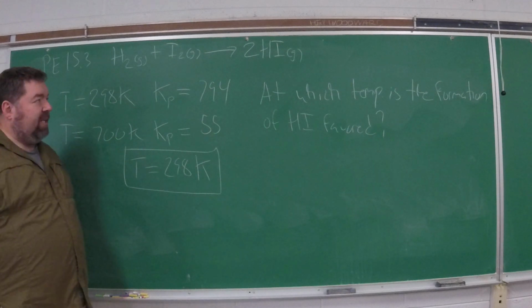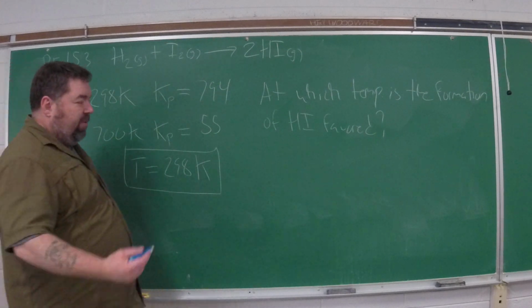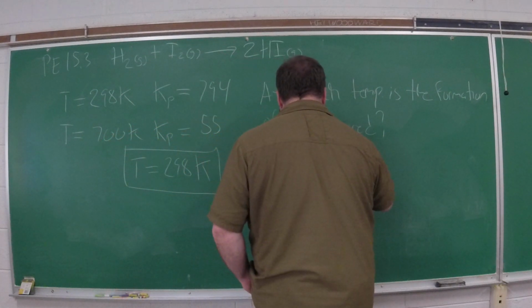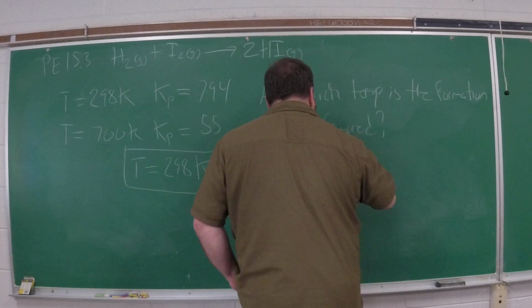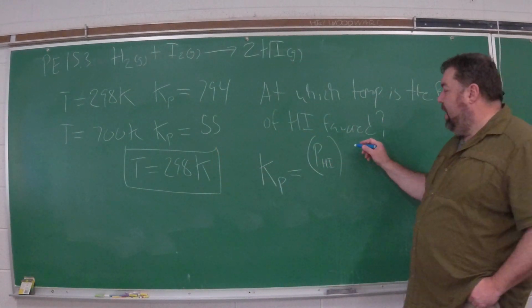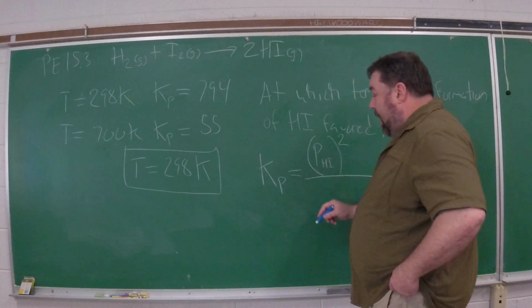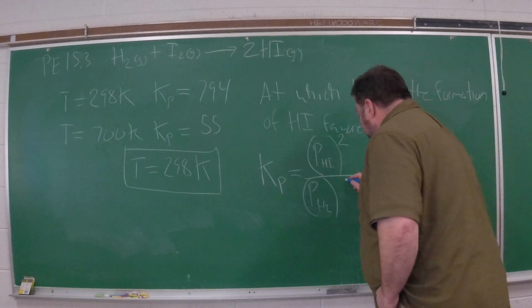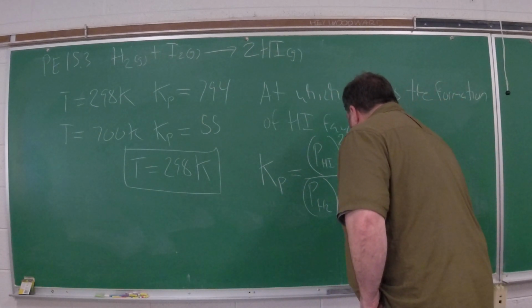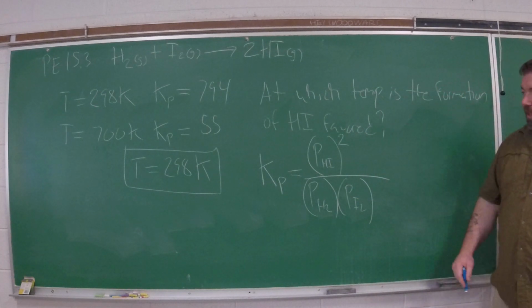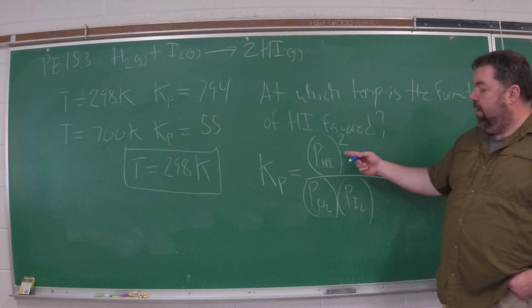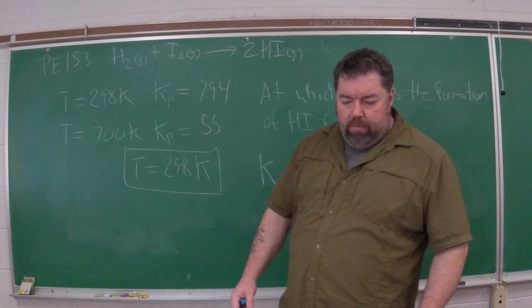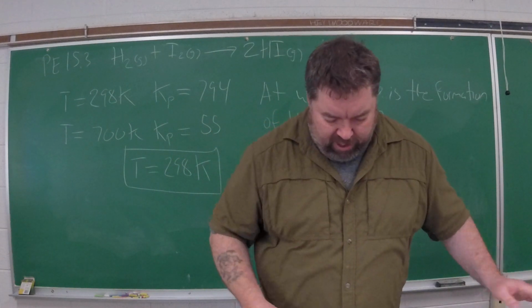Right? Again, I hope that's making sense, okay? And we can write out Kp for this, right? I'll just quickly write it out. Again, it's pretty straightforward. Products over reactants. Partial pressure of HI raised to its stoichiometric coefficient, divided by partial pressure of H2 raised to its stoichiometric coefficient, partial pressure of I2 raised to its stoichiometric coefficient. So again, the larger the Kp, the more the products are favored, right? Again, if you have questions, I guess email me.